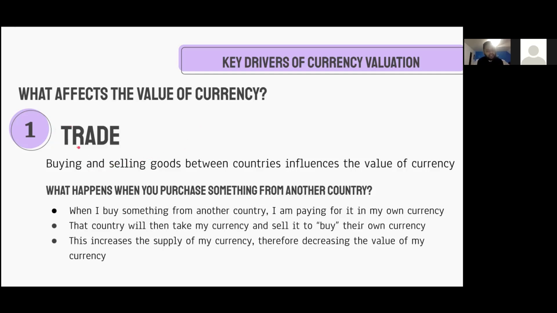So one is trade. Buying and selling of goods between countries influences the value of that currency. When you buy something from another country, you're paying for it in your own currency. Then the country that you bought the goods from will take the currency that you gave them and sell it to buy their own currency. This increases the supply of your currency. There's more of your currency now out there, meaning the price of it ends up going down because there's more of it. It's less rare in that specific context.